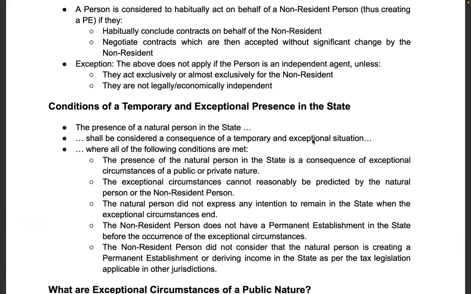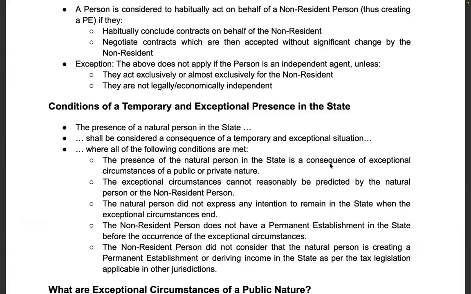This happens mostly in real estate or construction. Actually, this became a lot riskier in 2020 when COVID happened. You remember, people were quarantined, the entire airports were closed. But they gave an exception during that time, I believe. That is exactly why this clause is here, to address that situation: shall be considered a consequence of a temporary and exceptional situation, where the following conditions are met.